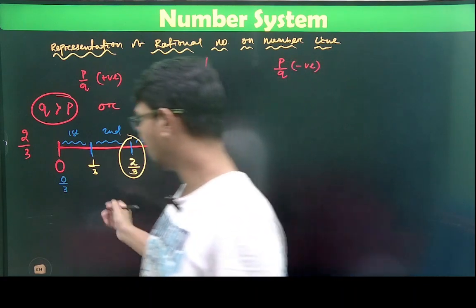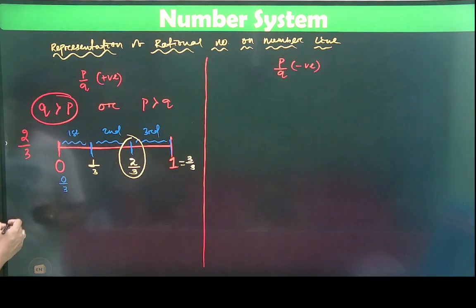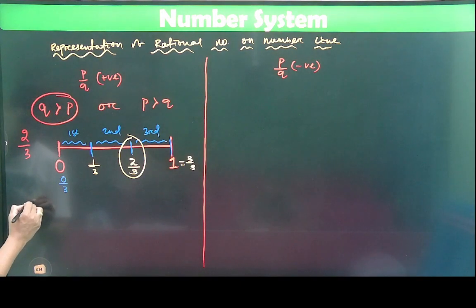Okay. One more example I am doing here. You will tell me. If I am writing now 5 by 7.